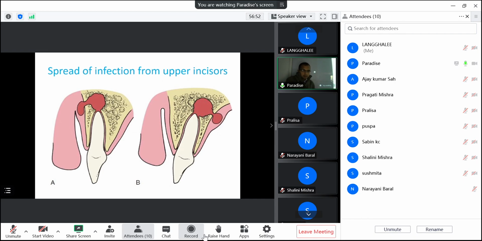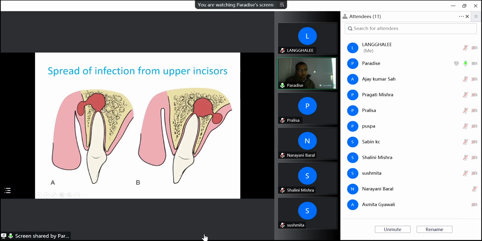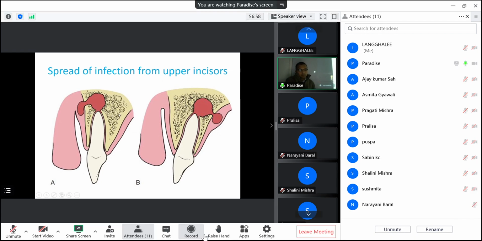That depends on the angulation of the teeth and the thickness of the bone. Let's say in the first case there is periapical infection. If you compare the thickness of the cortical bone, the labial plate is comparatively thinner than the palatal plate. So the bone present palatally is more dense and thicker.